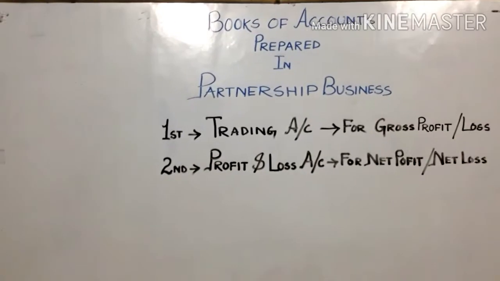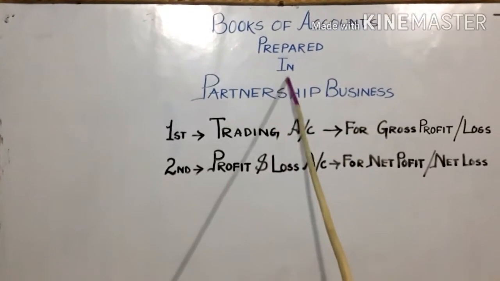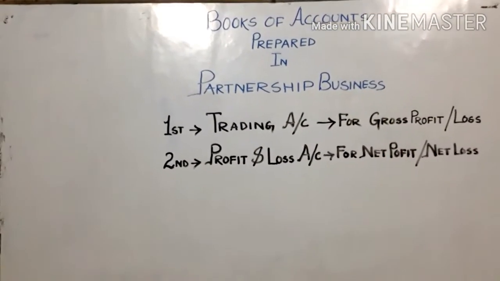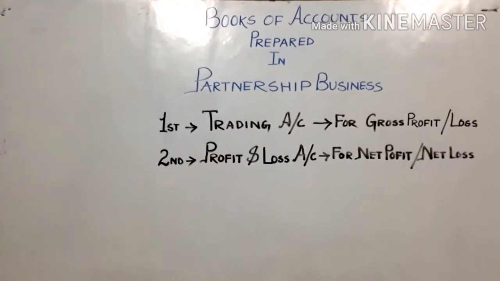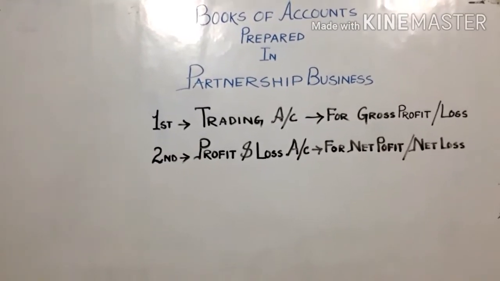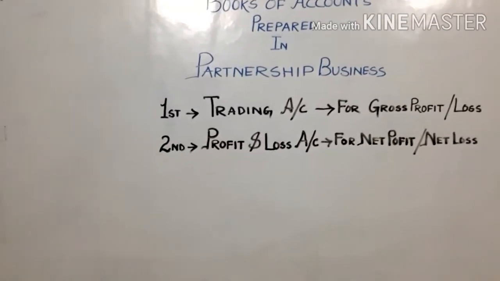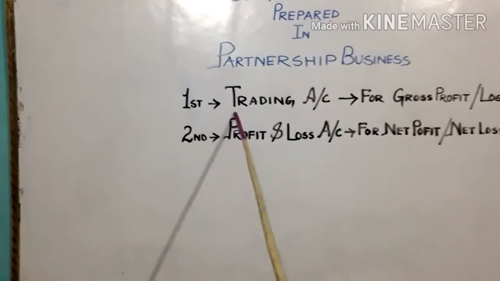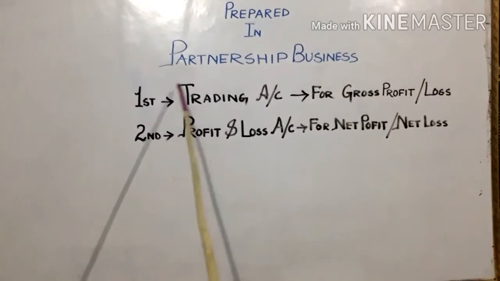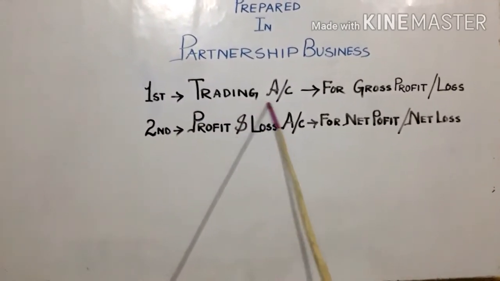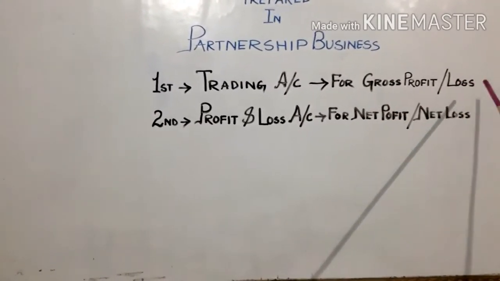Our today's topic, as you can see on the screen, is the books of accounts prepared in partnership business. Whatever may be the form of business, financial statements are prepared. And a part of the financial statements prepared in different forms of business is the trading account. The first thing is the trading account. Why do we prepare the trading account? It is prepared to find out the gross profit or gross loss.